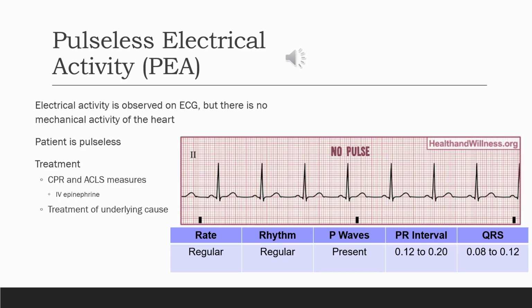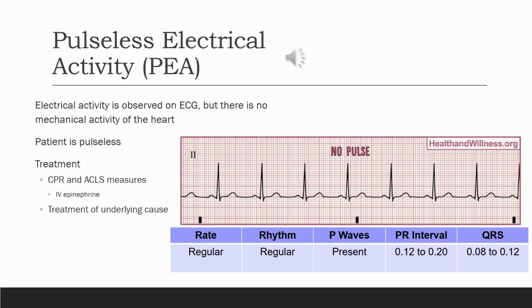And for our final rhythm, we have pulseless electrical activity, or PEA. This can be a very confusing concept, so we're going to break it down. First, let's focus on the name itself, pulseless electrical activity. What this means is there is electrical activity visible on the cardiac monitor, but there's no mechanical contraction of the heart. In other words, the heart's electrical system appears to be functioning, but the heart is not actually pumping blood. So the patient won't have a pulse, they won't have cardiac output, and without any immediate intervention, no chance to survive.